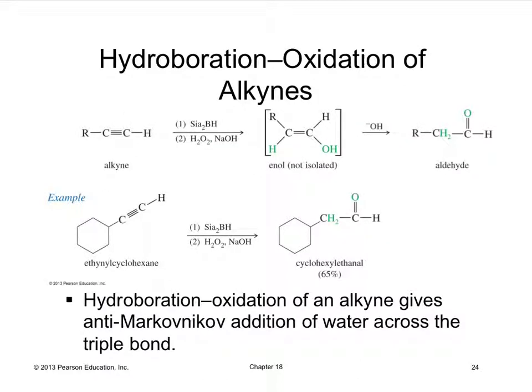For hydroboration of alkynes, you're going to use a hindered borane, then peroxide and sodium hydroxide. Again, this generates the enol, but it does anti-Markovnikov addition, generating the aldehyde. So you want to use terminal alkynes to generate the aldehyde.